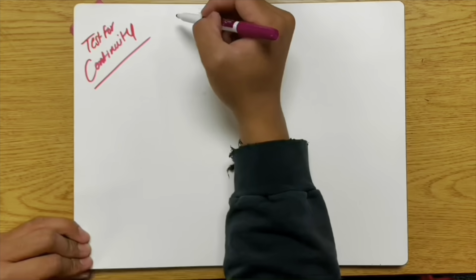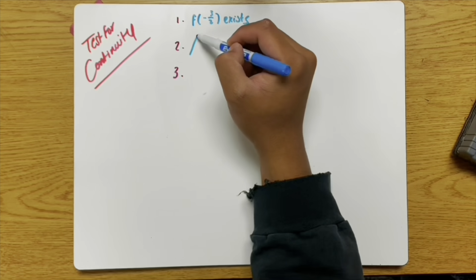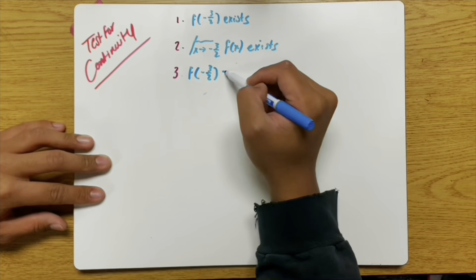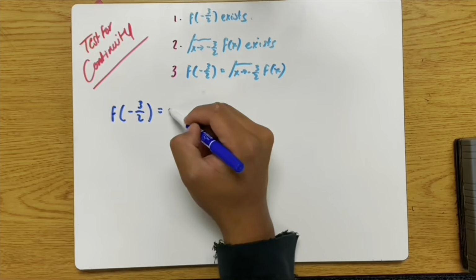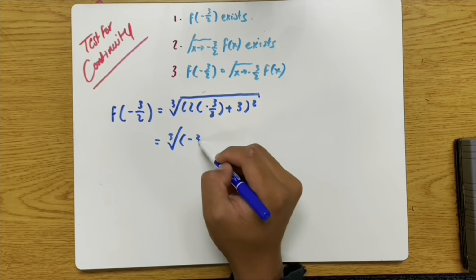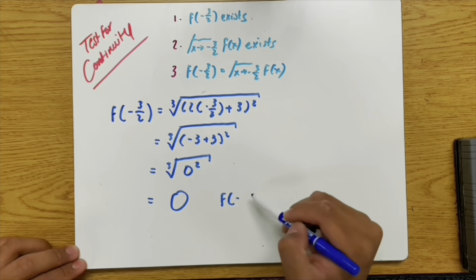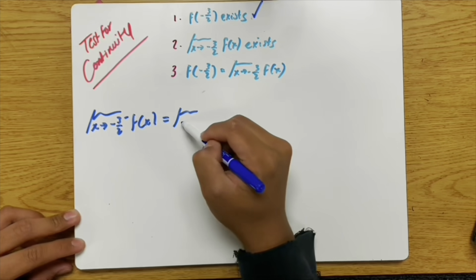So let's test for continuity now. First, we have to make sure that f of negative 3 halves exists, that the limit as x approaches negative 3 halves of f of x exists, and that f of negative 3 halves equals the limit as x approaches negative 3 halves of f of x. We can now say that f of negative 3 halves exists, so now let's check for the limit.